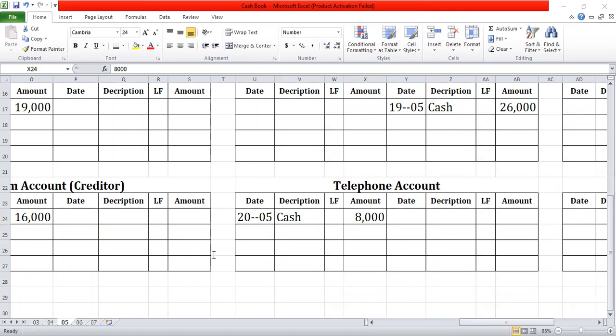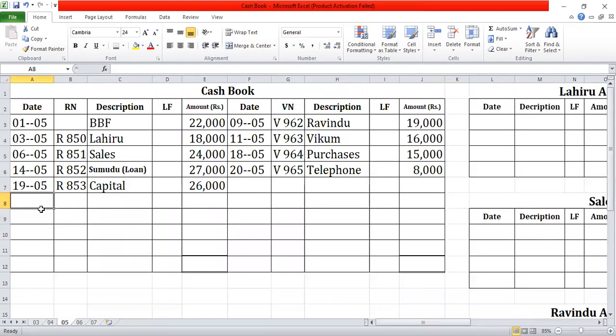Next is a receipt. Receive building rent 10,000 today. Debit the cash book. It's a receipt, no? 22nd of May. Receipt number 854. Building rent or rent received. Rent income. It is 10,000. Cash book debit 10,000.